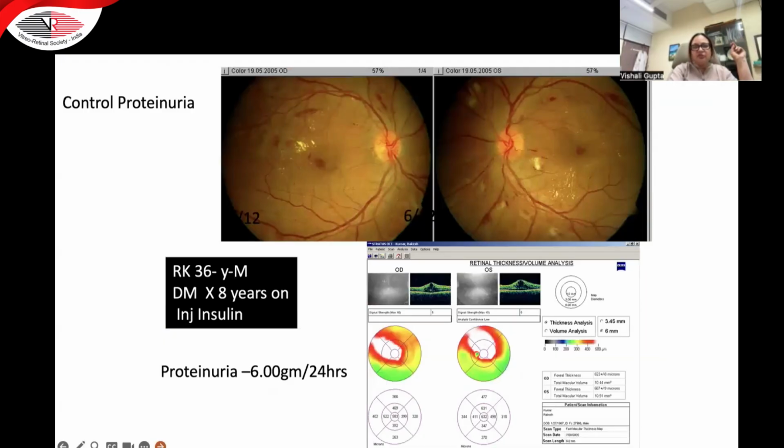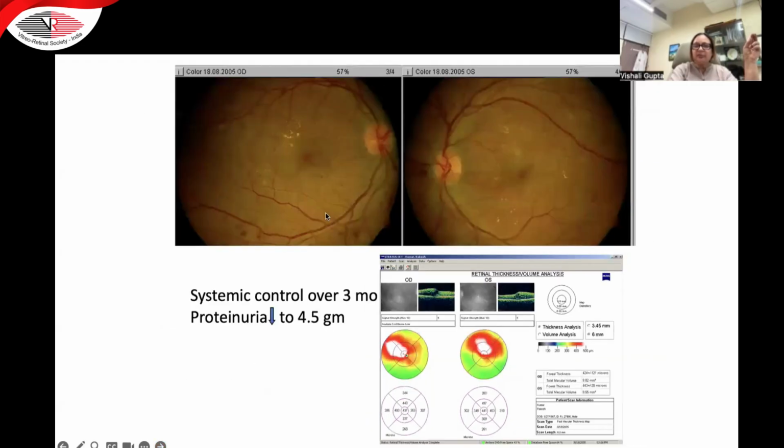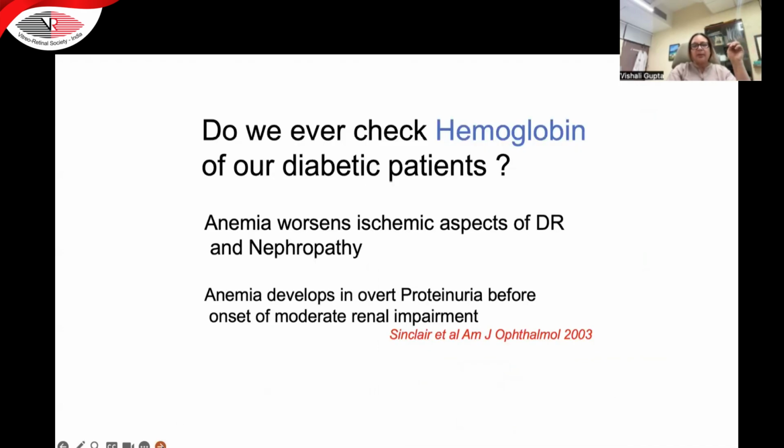Proteinuria is another thing which we don't pay attention to, and this is the patient with 6 grams protein. Of course, there's a lot of macular edema, but simply giving injections is not the answer. You control proteins, and the thickness itself keeps on going down even before you give any injections.